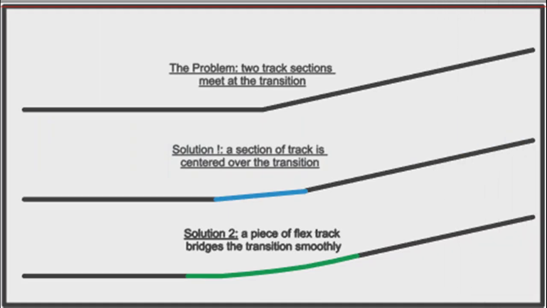The top diagram illustrates the problem. If you have two sections meeting at that transition, it's very abrupt. There's two solutions. The first one is to put a track centered over the transition. Then you have two smaller transitional changes. The best way is to take a piece of flex track and bridge the transition smoothly.